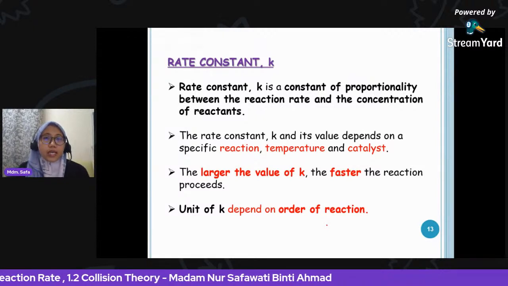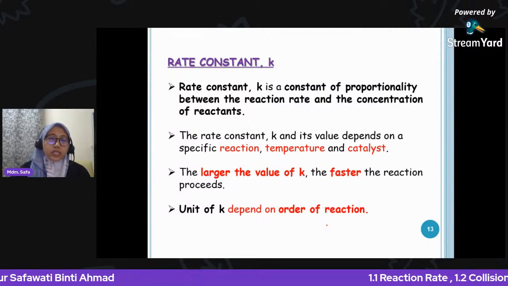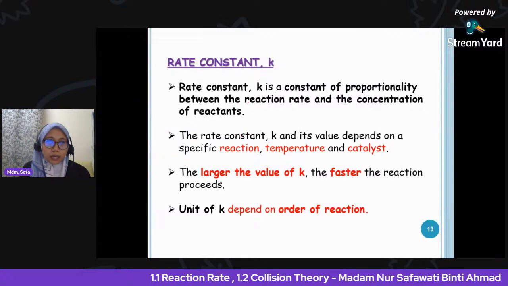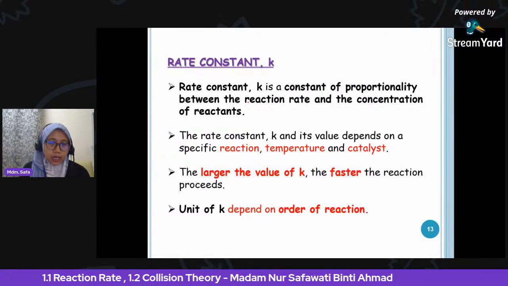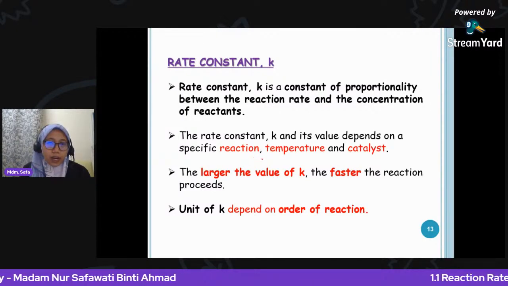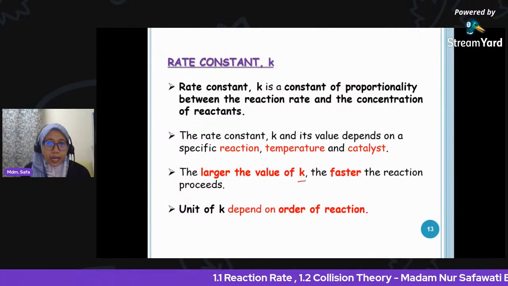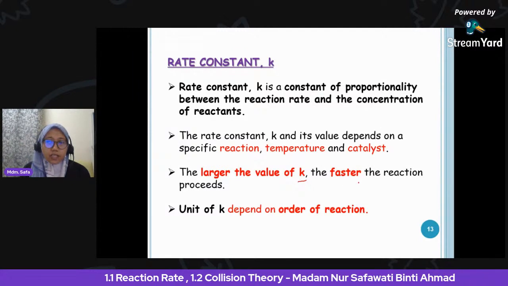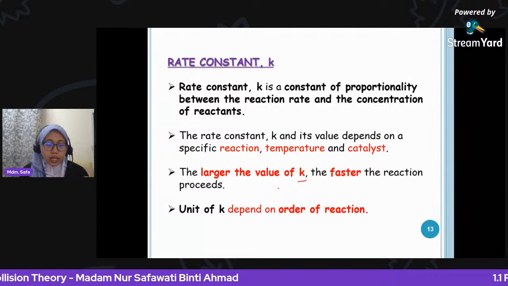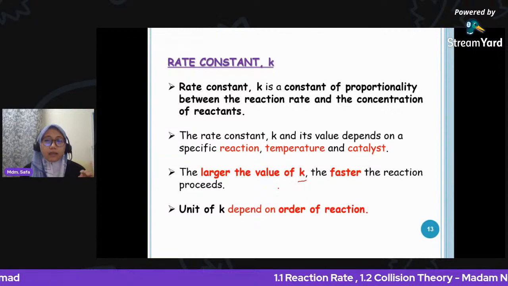What is the rate constant? Rate constant is a constant of proportionality between the reaction rate and the concentration of reactants. Okay, ini punya definition. Tapi dia bukan tak ada dalam LO lah, cuma Madam akan explain lah. So the rate constant and its value depends on a specific reaction, temperature and catalyst. So the larger the value of K, rate constant tadi, the faster the reaction proceeds. So kalau kita ada dua nilai yang berbeza, kita tengok K yang tinggi nilainya, dia adalah the faster the reaction.